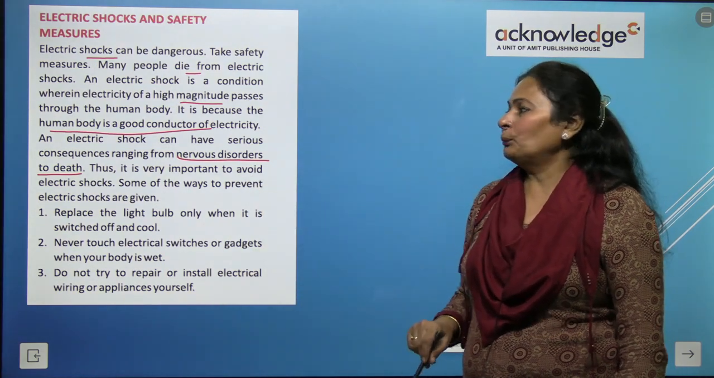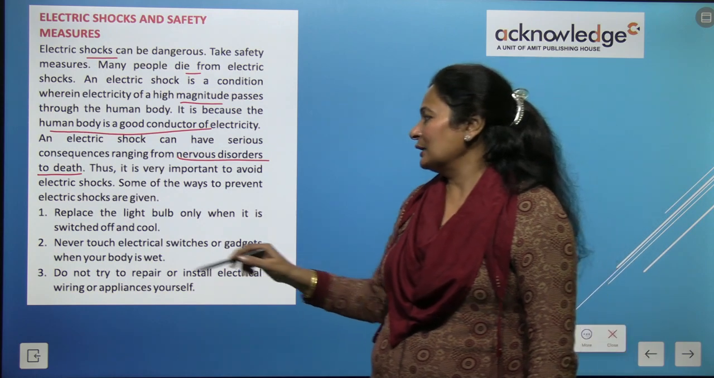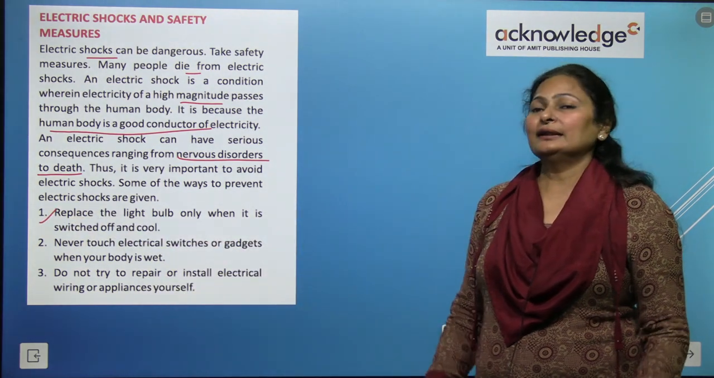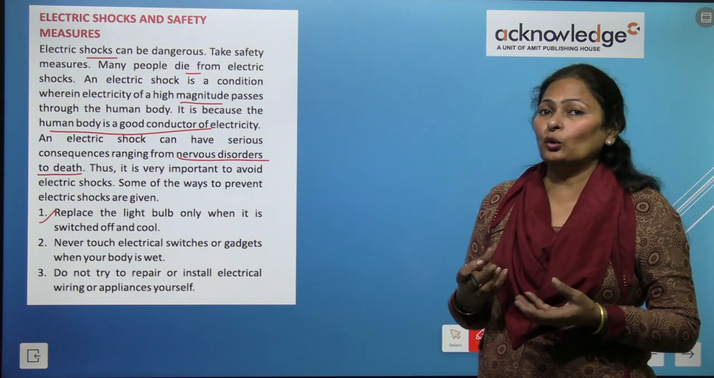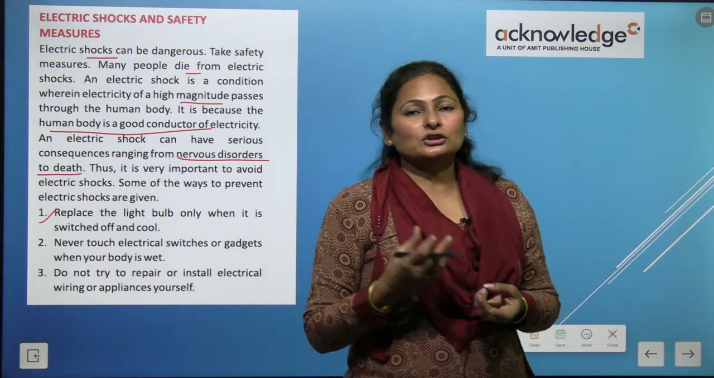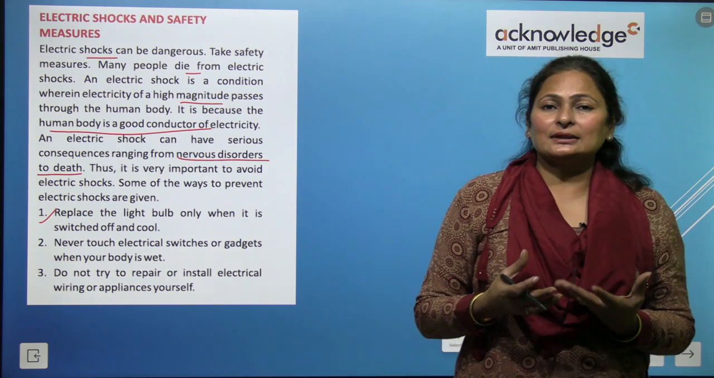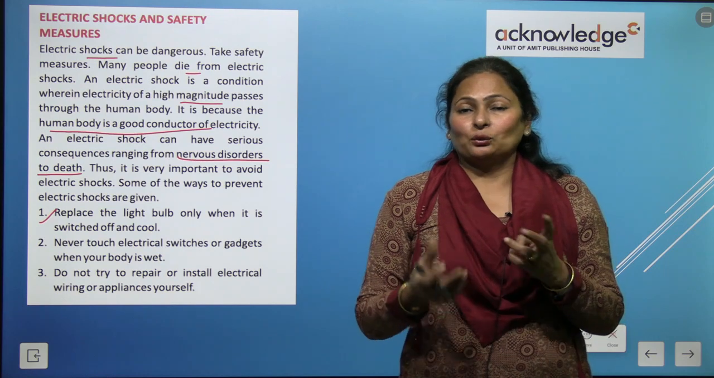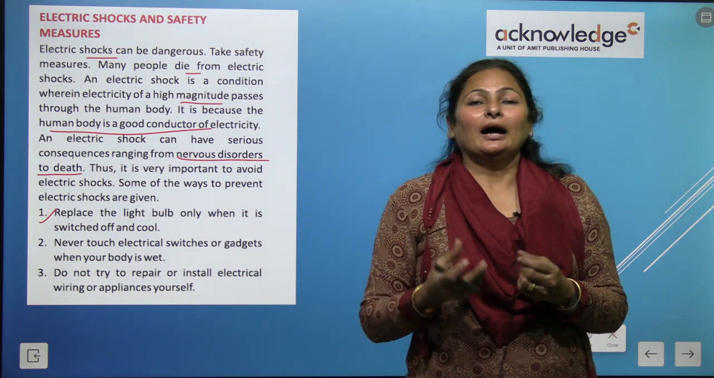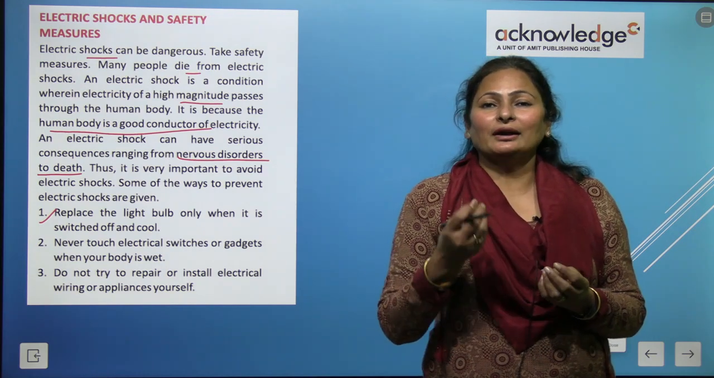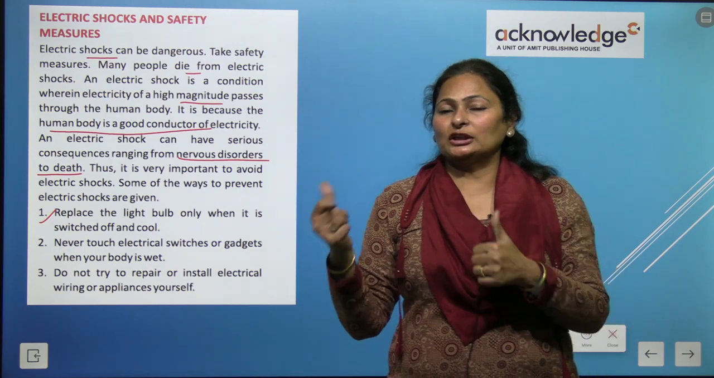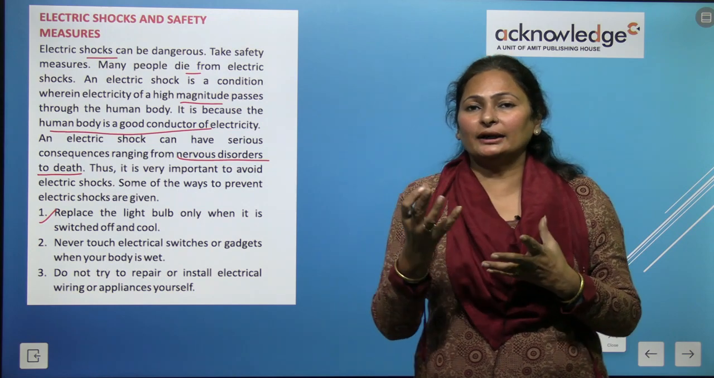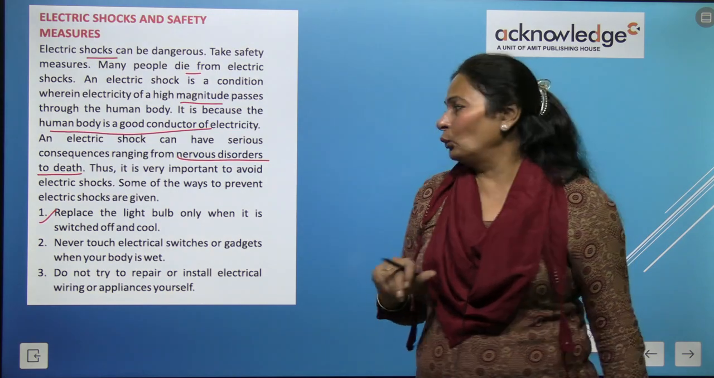Some of the ways to prevent electric shocks are to replace the light bulb only when it is switched off. The electricity also gives us heat, right? So when a bulb glows, it gets heated. So if it is fused, you should change it when the electric socket or switch is off, because it stops the flow of current and it is cool.